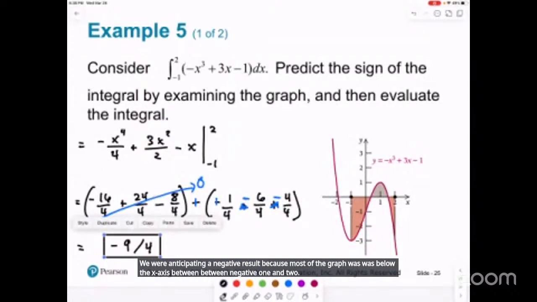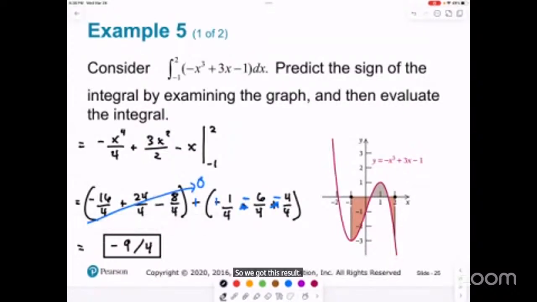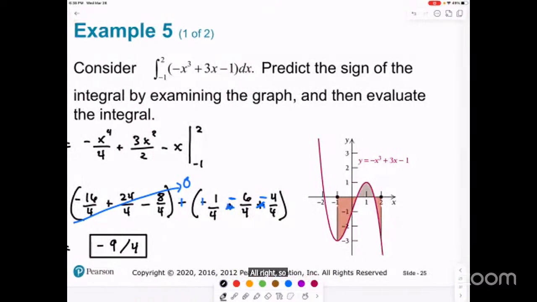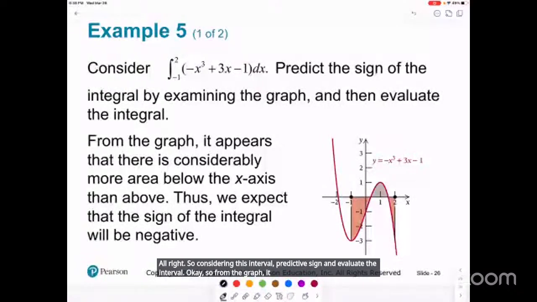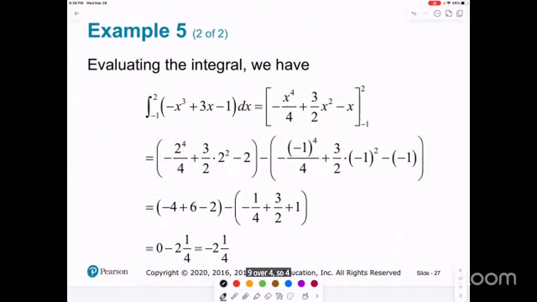Okay. So we got this result. All right, let's see how do we do. All right, so considering this integral, predict the sign and evaluate the integral. Okay, so from the graph, it appears that there's considerably more area below the x-axis than above. So therefore, we expect the sign of the integral will be negative. Okay, we had the same conclusion. 9 over 4, so 4 times 2 is 8, 9 over 4. Yep, so then we got the same thing.